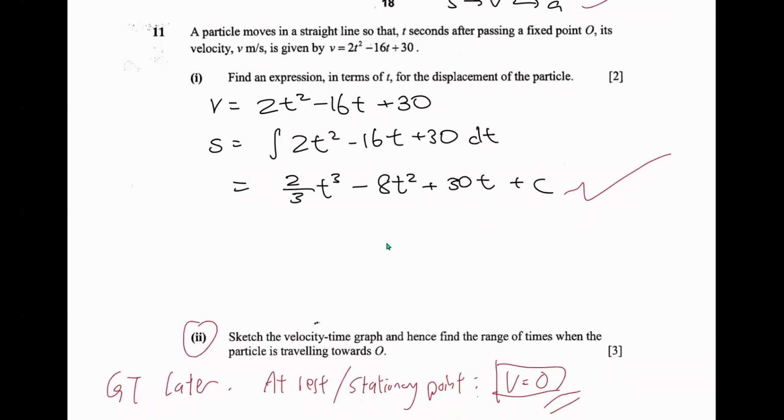A particle moves in a straight line t seconds after passing a fixed point O. Its velocity is given by this expression. Find an expression in terms of t for the displacement of the particle.